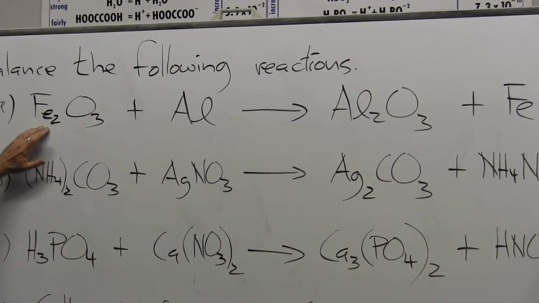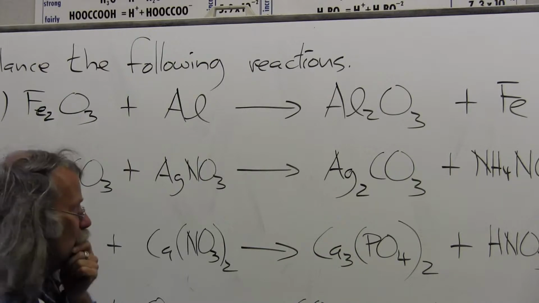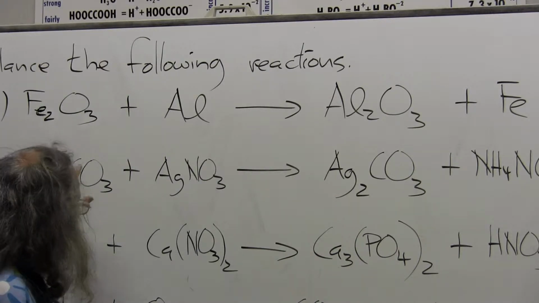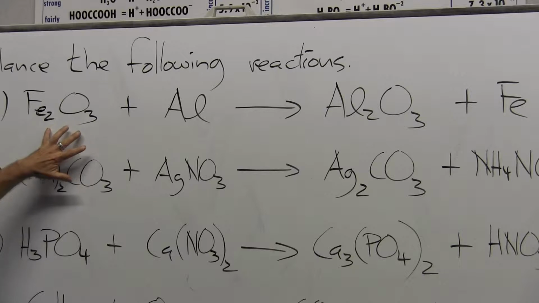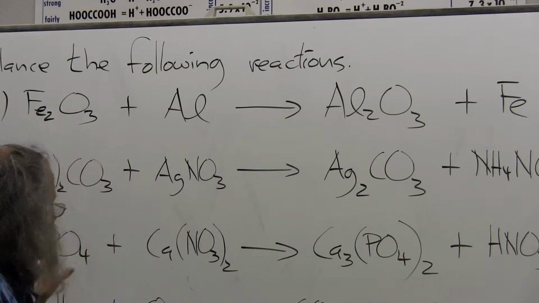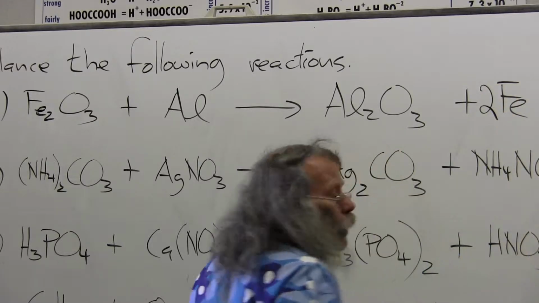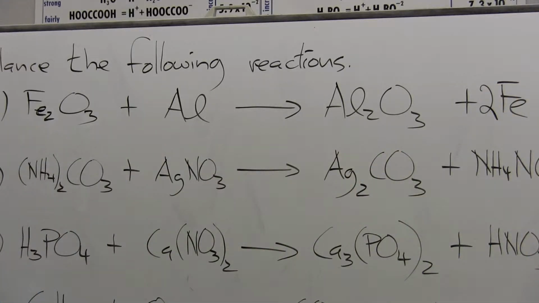There are 2 irons on the left-hand side. There's 1 iron on the right. So I can easily fix that. Now we cannot adjust the stoichiometric, the formula subscripts. We can adjust only the stoichiometric coefficients. And so I can balance the iron by putting a 2 here. Now we've balanced the iron. That may have to change later on, but for now, we've balanced the iron.